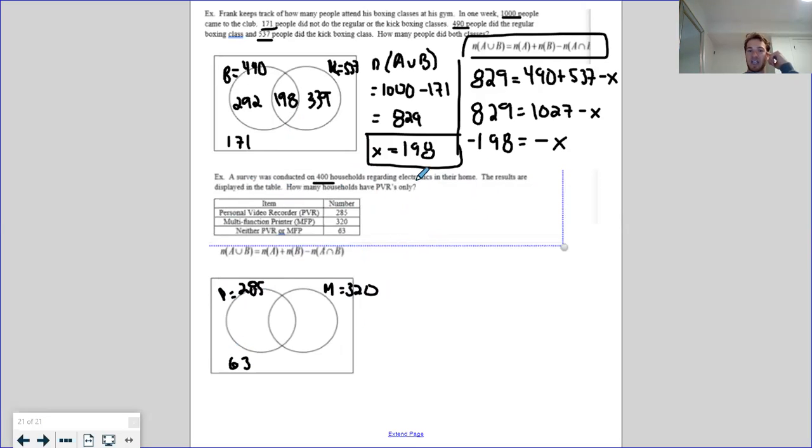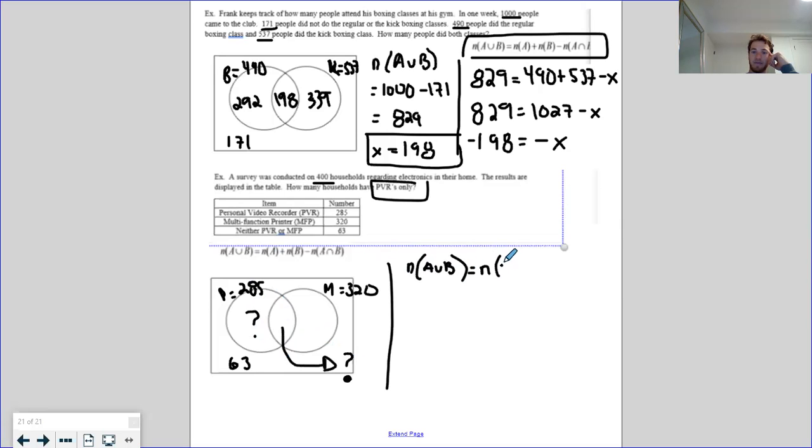Now, what they're saying is how many have PVRs only? So they're asking for this part, but there's no way of doing this question if you don't do the middle part first. So always when you're doing these questions, you need the middle part. To do the middle part, you got to use the formula. So let's all use the formula here. And if you guys can get this, you're laughing.